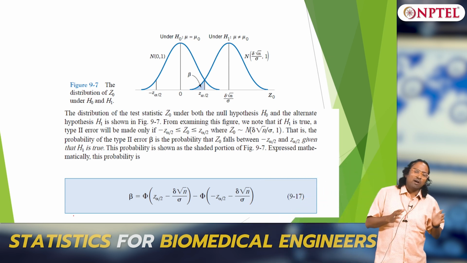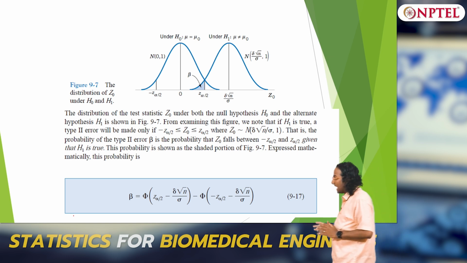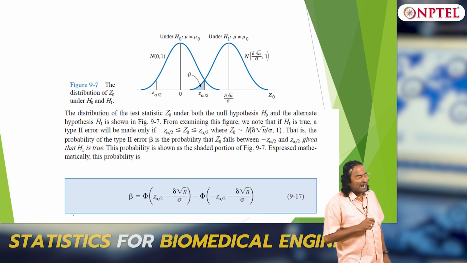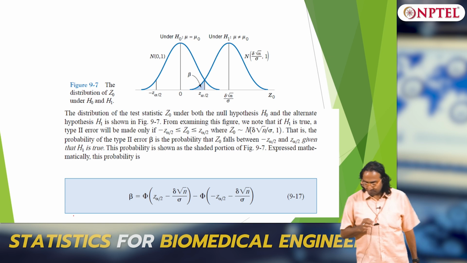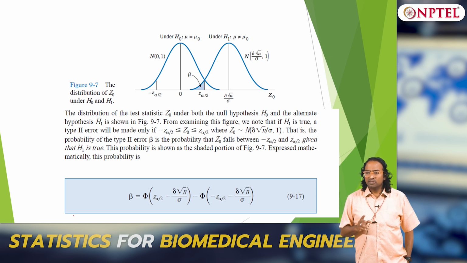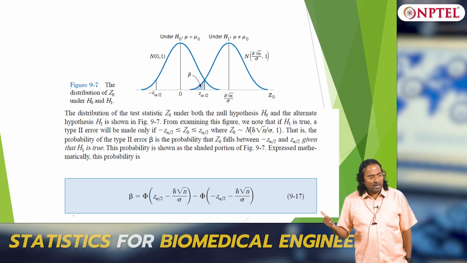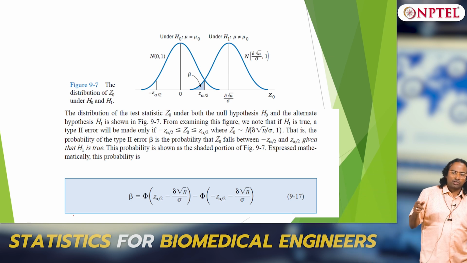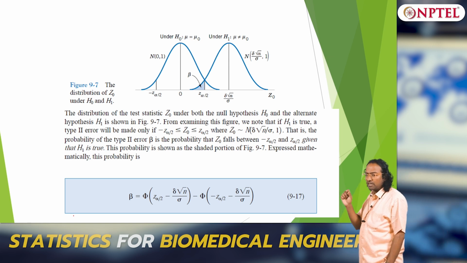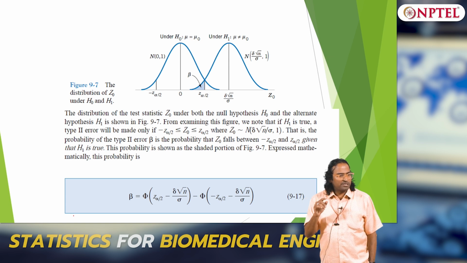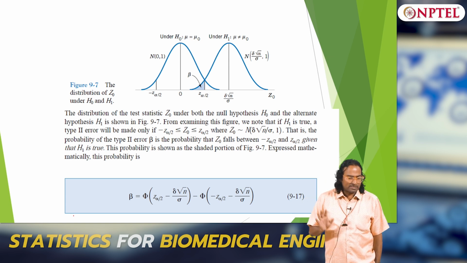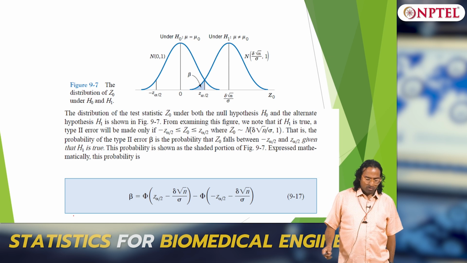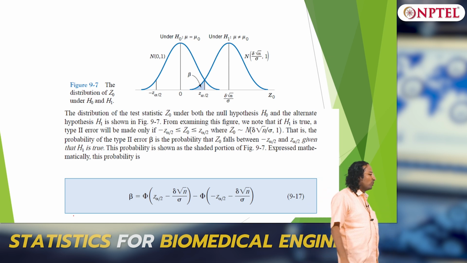So I have two normal distributions. One is standard normal, 0 comma 1. The other is not standard normal because mu is not equal to mu naught, and the shift is delta over sigma over root n. That is what the second one is. Clear? Now tell me, what is beta?